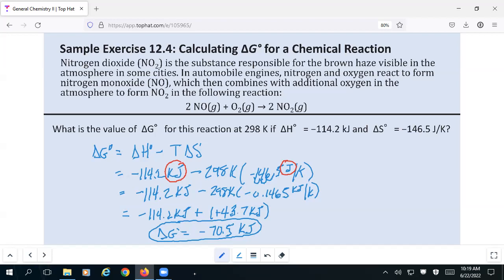So pretty simple, very straightforward application of that Gibbs free energy calculation equation. Any questions before we move on to the next thing?